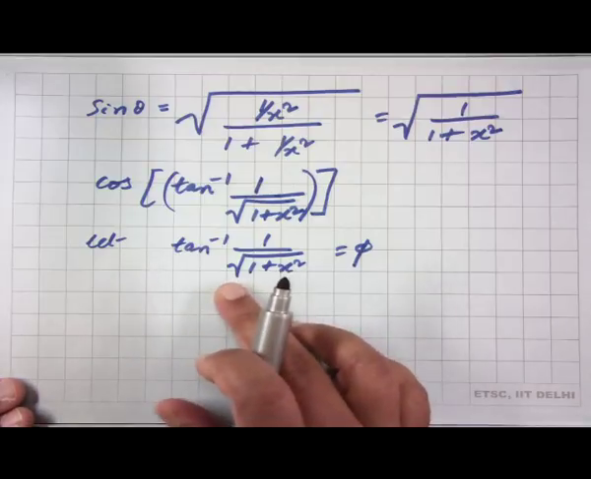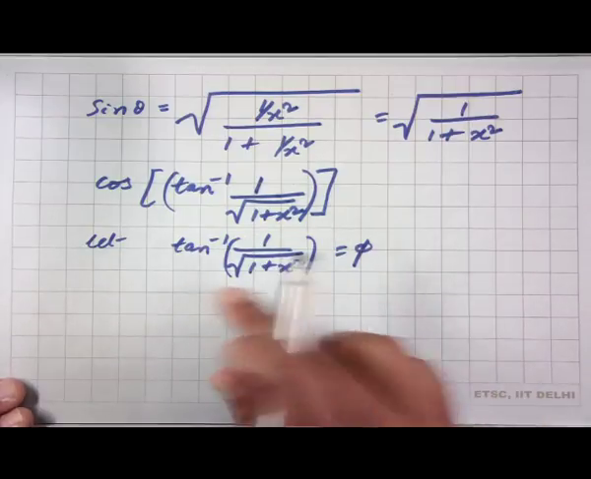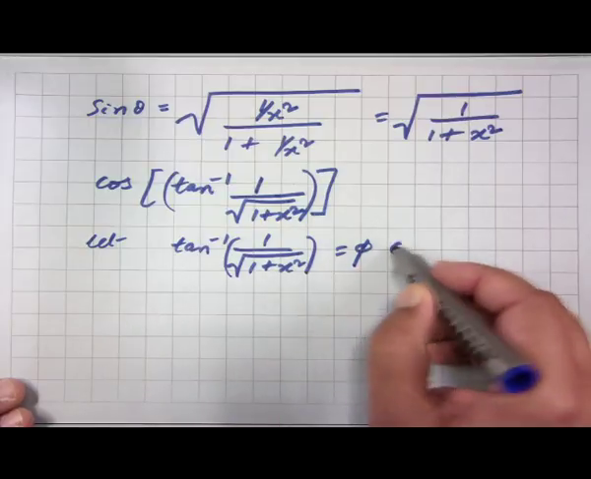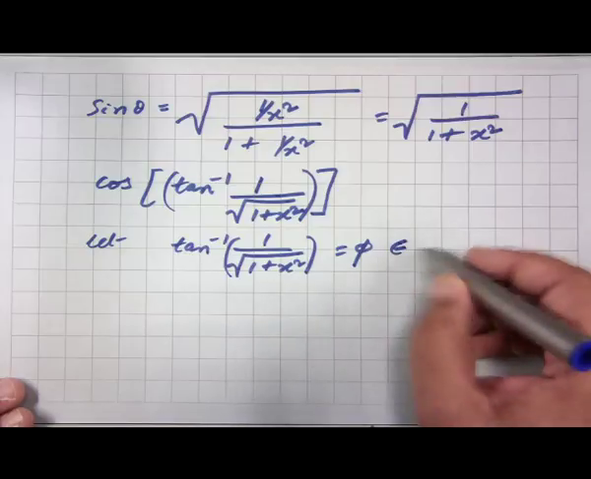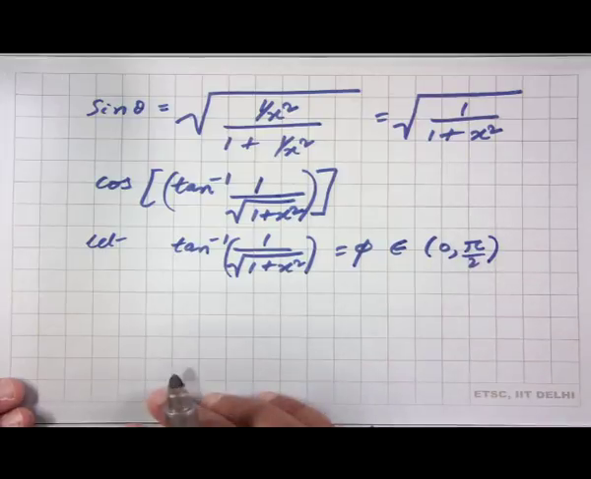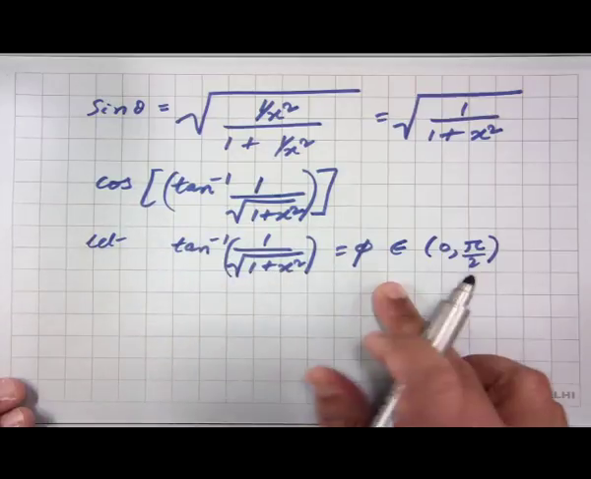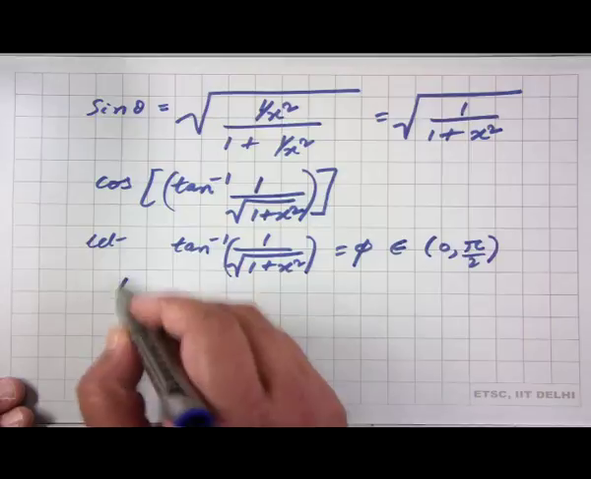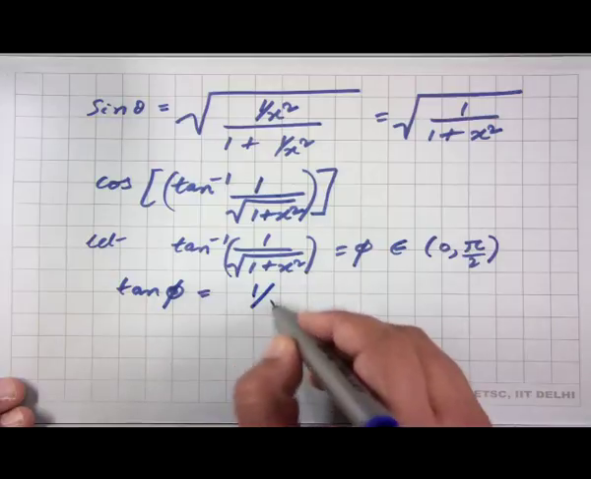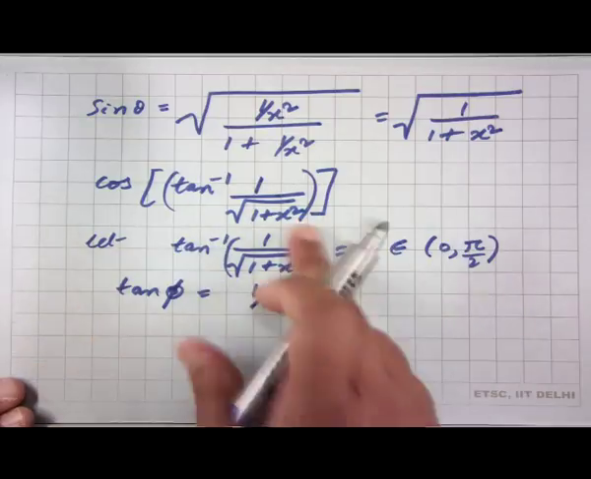Now, since this is the positive square root, this entire value here is non-negative, and therefore, phi must belong to the interval 0 to pi by 2. So, essentially what we have to find out is cos of phi. Of course, from here it can also be concluded that tan of phi equals 1 over square root of 1 plus x square. Now, this is cos of phi. So, this is what we have to compute now.